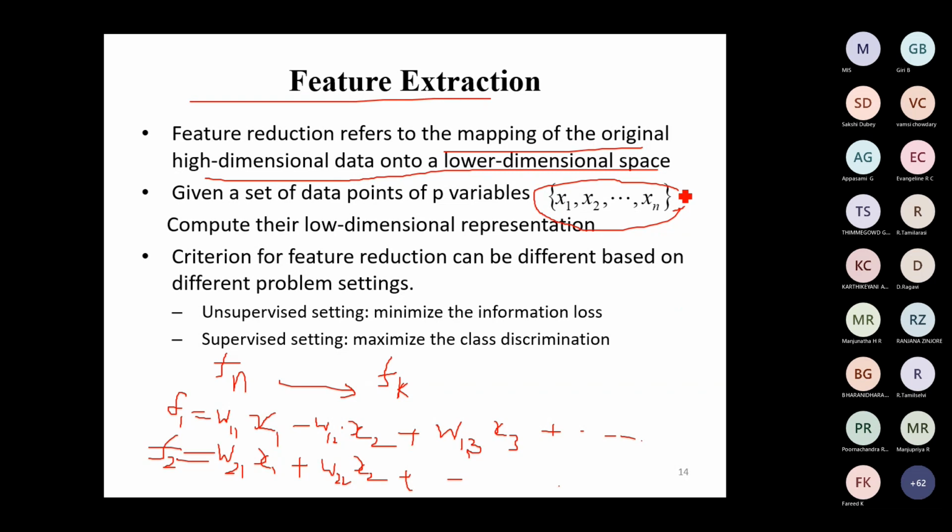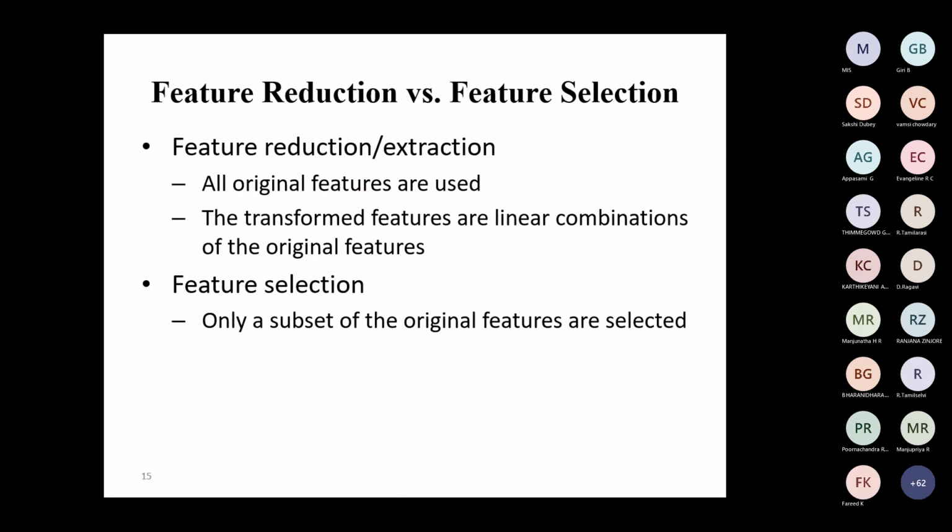In the case of feature selection, from n features we select, let's say, x1, x3, x5, like that. We select only some number of features. But in the case of feature extraction, we combine the existing features and generate a new set of features. One example is PCA, where the PCA components are the extracted features. So in feature extraction, all original features are used and we generate a linear combination of the original features. In feature selection, only a subset of the original features is selected.